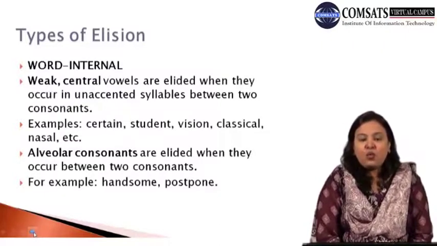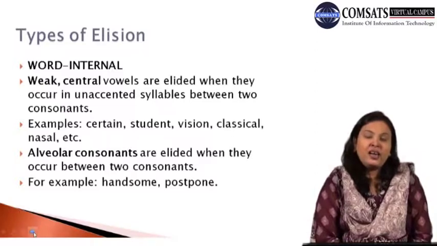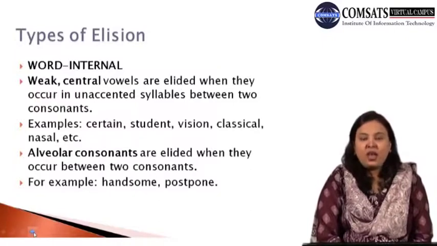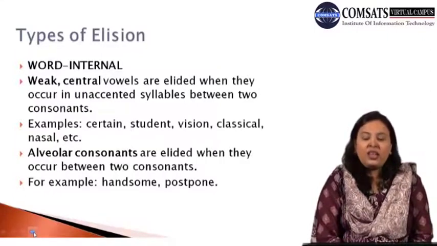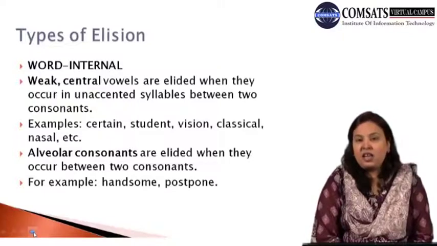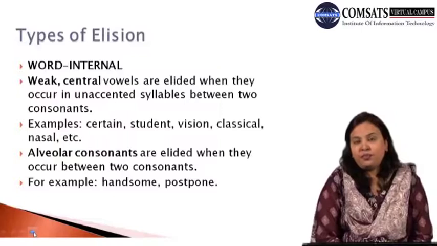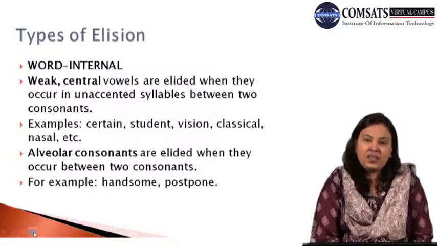The first type is word internal level, the elision that happens inside words, not at sentence, phrase or clause level, but at word level. So it is also known as internal elision. What happens at word level? The weak central vowels are elided when they occur in unaccented syllables between two consonants. For example: certain, student, vision, classical, nasal.